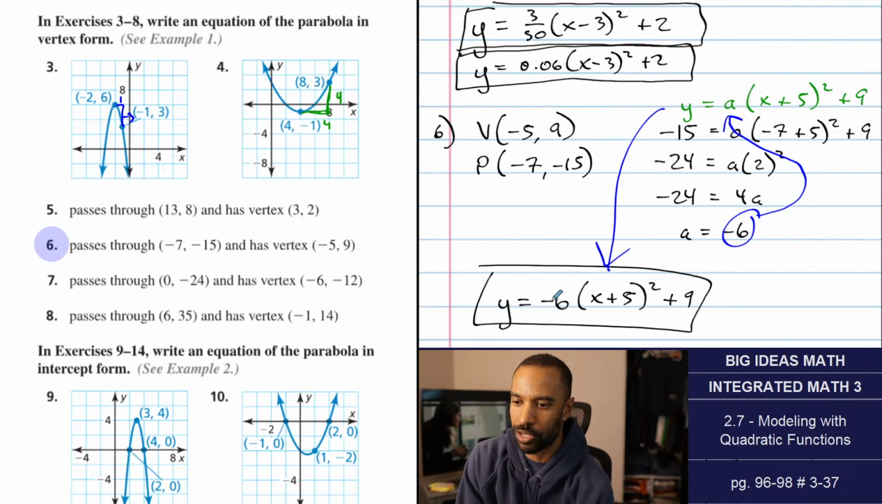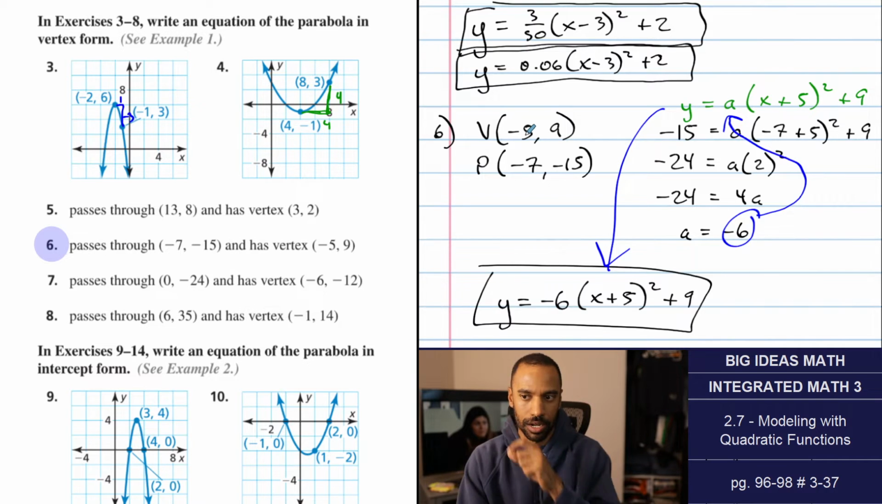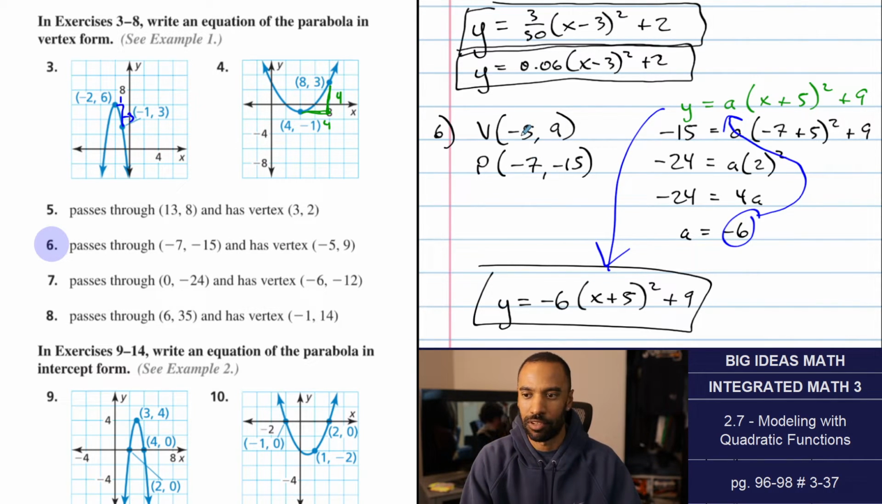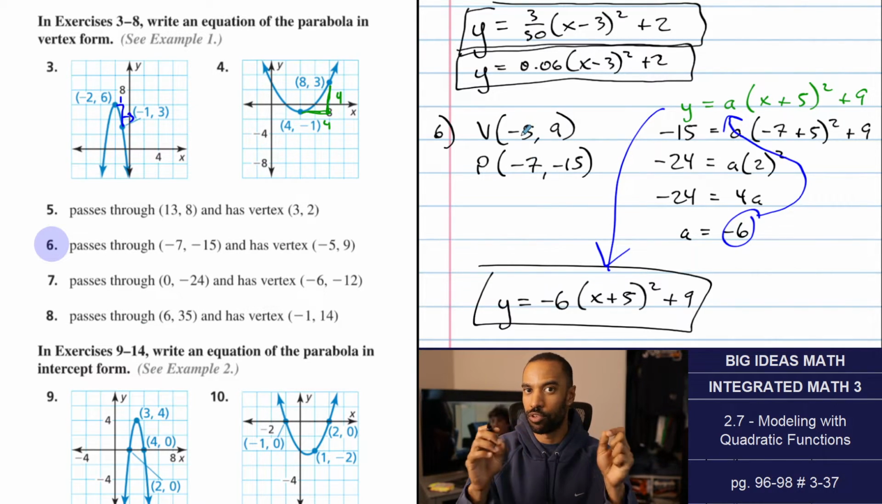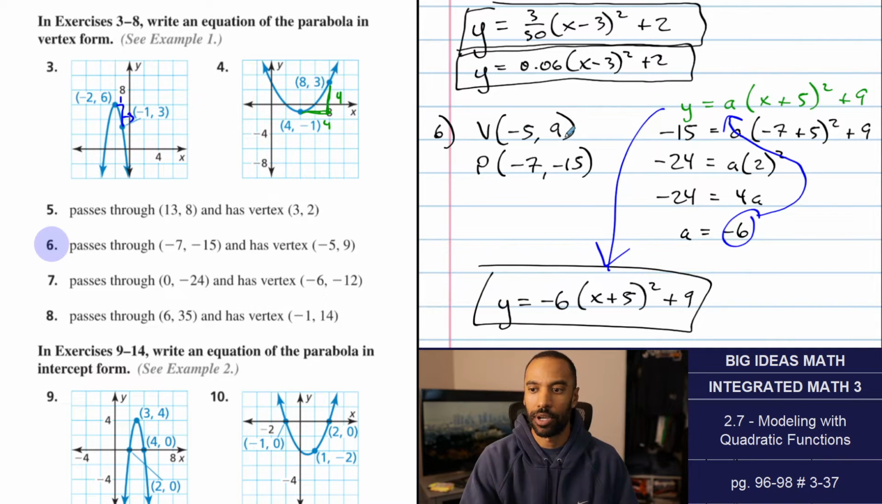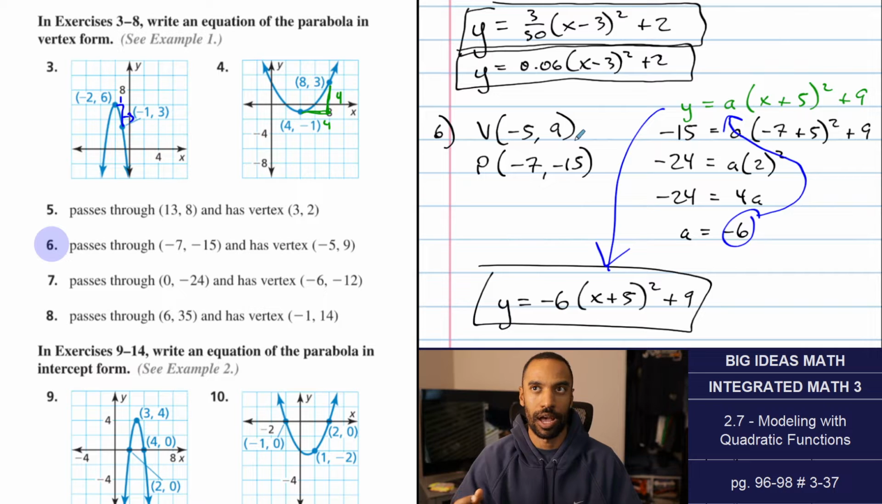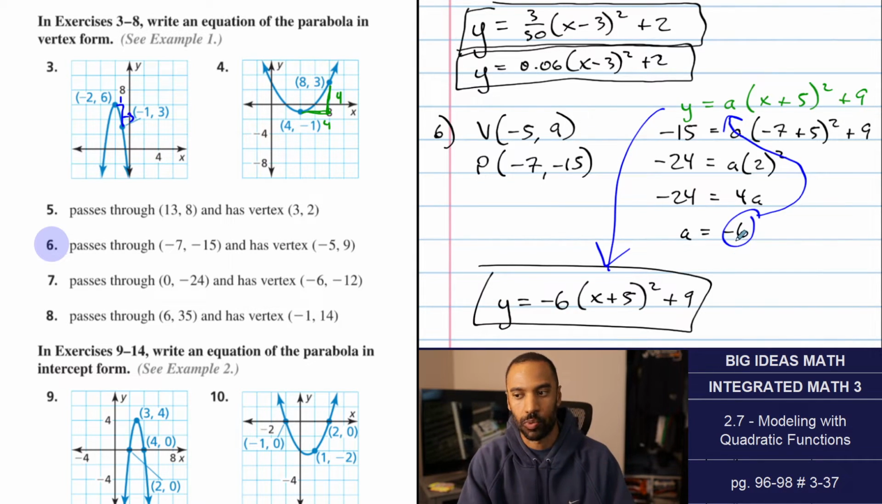-6 was my stretch factor. And how did I get that? Again, I went over 2 from -5 to 7. Doesn't matter if you go 2 right or 2 left. When you go over 2, we normally go up 4. Well, now we're going down 24. Down is negative. 24 is 6 times more than 4. That's where I got -6.